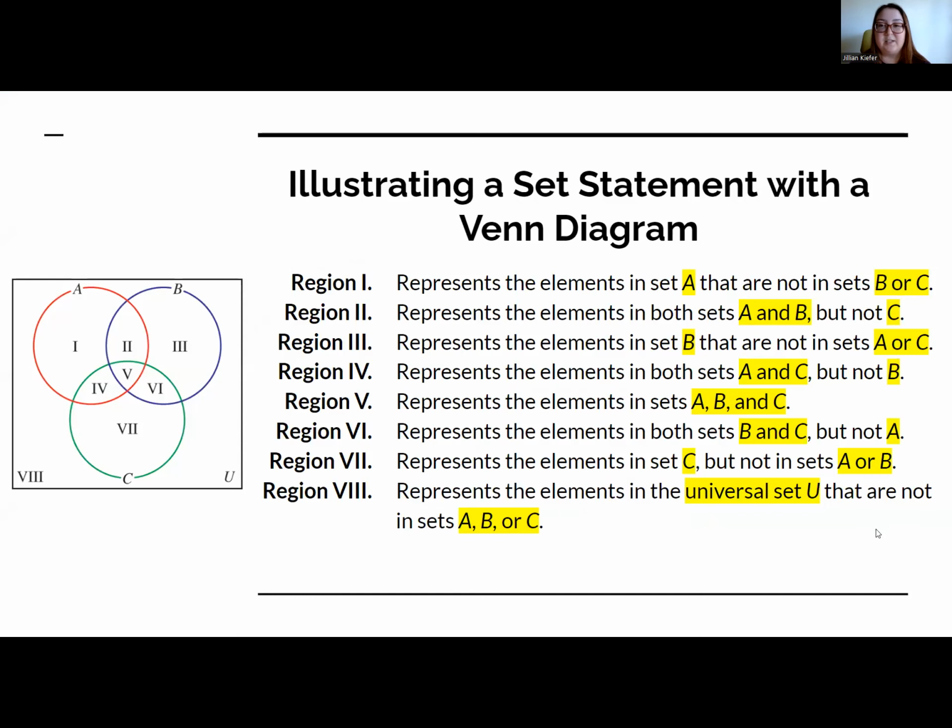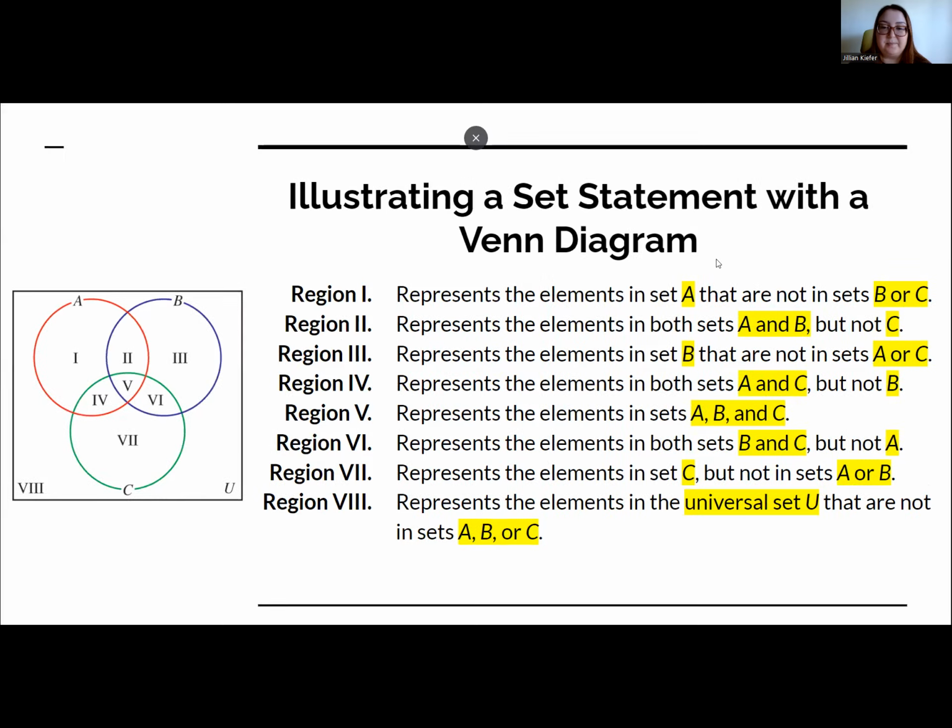So now we can go on to illustrating a set statement with a Venn diagram with 3 regions. 3 regions is always going to be more difficult because you have extra sets. That produces a lot of extra overlapping parts. It's not just the one center overlapping part. So, illustrating a set statement with a Venn diagram. By the way, the steps are the same as with illustrating a set statement with 2 sets for Venn diagrams. But here we have our regions breaking down.